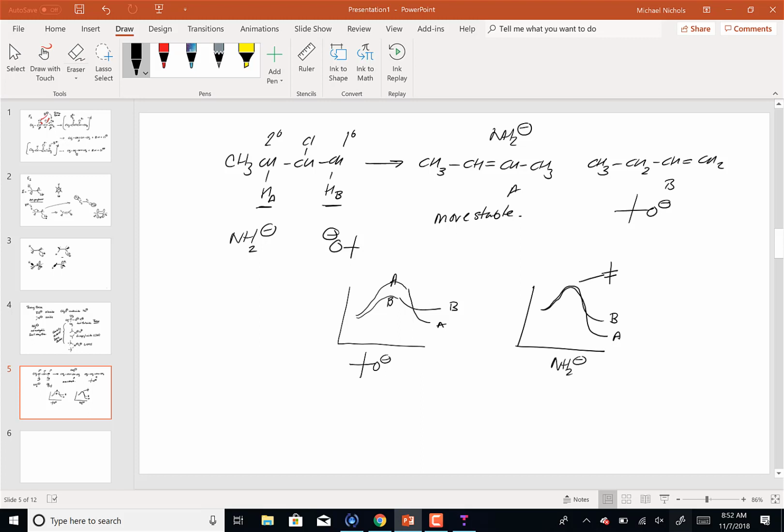Now remember what I said earlier, and then I'll shut up and you can leave. It removes the least sterically hindered hydrogen. 9 times out of 10, that'll be the least substituted double bond. But not always. So that's why I said it that way as opposed to saying it's going to form the product.